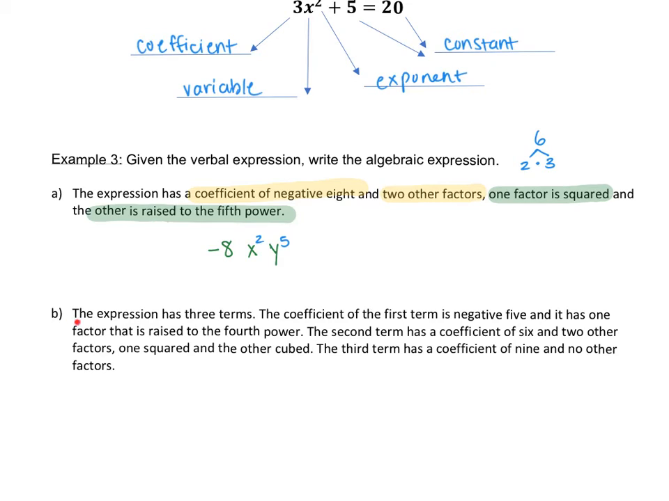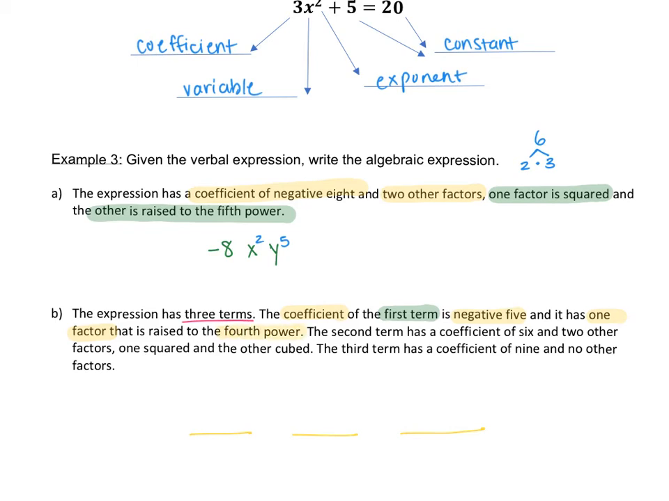Let's try another one. So for B, this says the expression has 3 terms. So I'm going to underline that. So I know that I'm going to have 3 terms. In fact, just to help me see, I'm going to make 3 lines, because I know that there's going to be 3 terms. You don't have to do this, but I like to do that. And then the next thing says that the coefficient of the first term is a -5, and it has one factor that's raised to the 4th power.